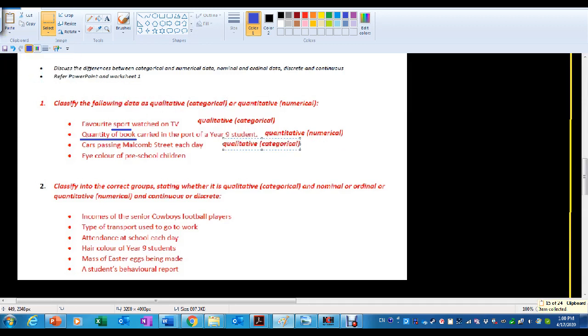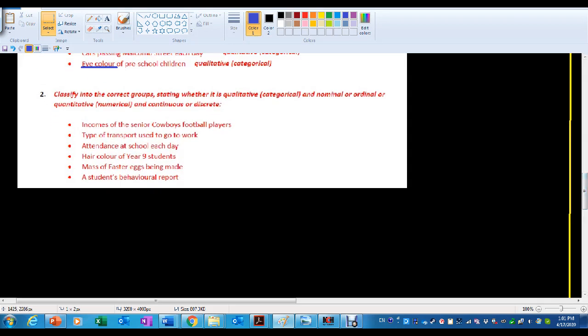Okay, eye color. Of course, it must be qualitative, it can't be numbered, right? Okay. Right. So it's qualitative. Okay. So that's our first question. The second one is more difficult, right?